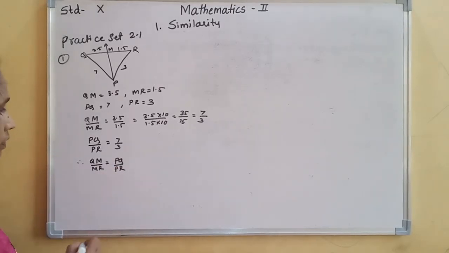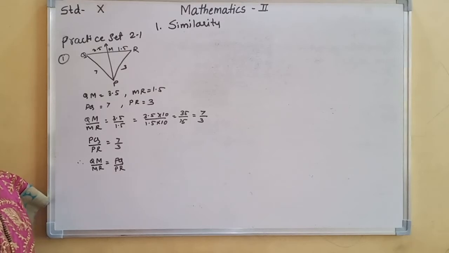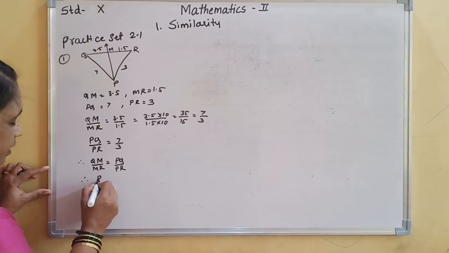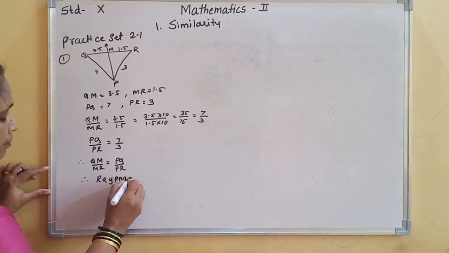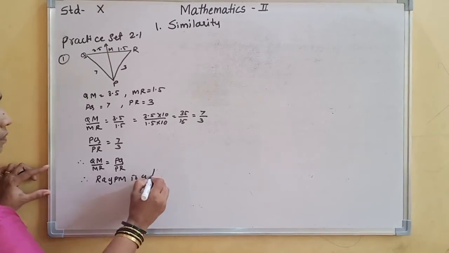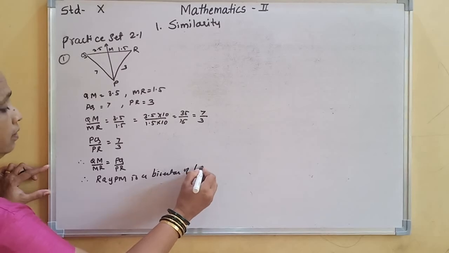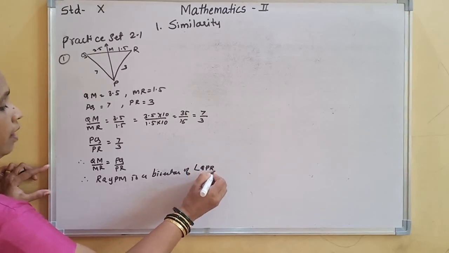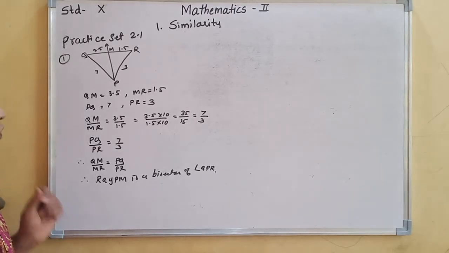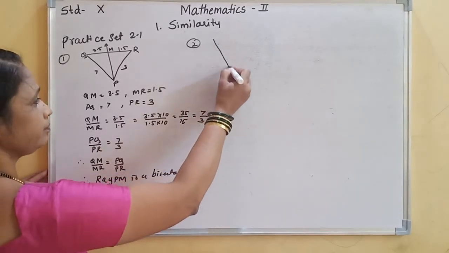Therefore, what do you have to write? Ray PM is the bisector of angle QPR. Okay. In the same way we have to do it for the second example also. The second example is what? The figure.